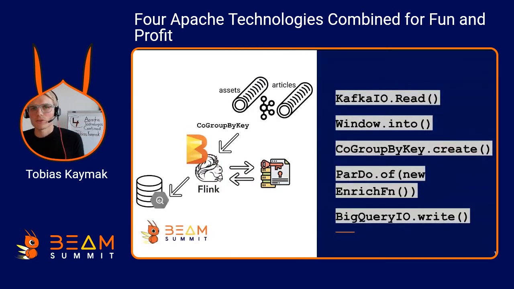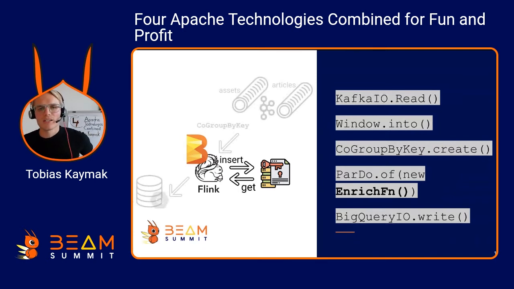The pipeline first reads both assets and articles from Apache Kafka and then windows the PCollections into slices of 30 seconds and some allowed lateness to make sure that the CoGroupByKey can correctly join both streams, and in the end, the result is being written to BigQuery. You can see the code, which is in Java, on the right side here. Most of these are pretty basic constructs you should maybe know if you have a little bit of familiarity with Beam.